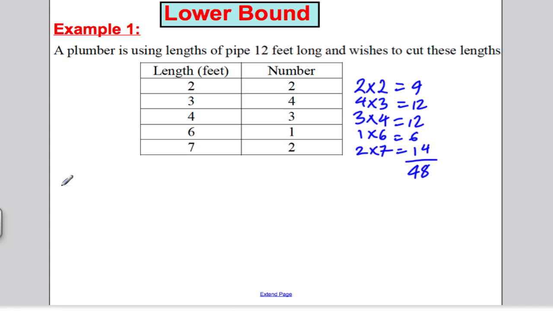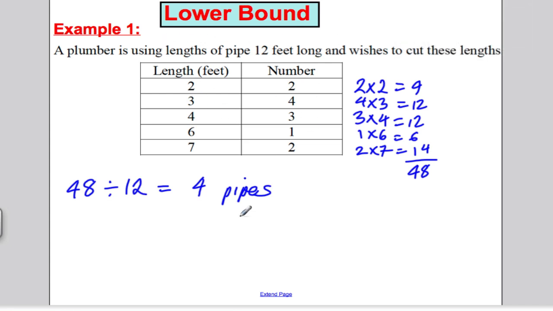So in total we need 48, and we're cutting it from pipes that are 12 feet long, so we're thinking that the lower bound would be 4 pipes of 12 long. So 4 pipes of 12 would give us the 48 we need, if we could cut it exactly.